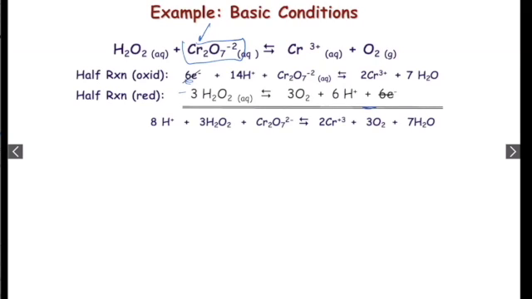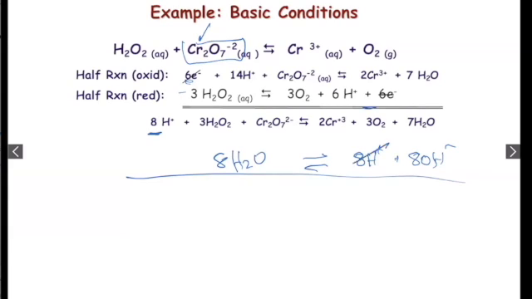But this is under acidic conditions. You notice that the hydrogens are right here. So the way you convert this to basic conditions is you add 8 hydrogens here and 8 hydroxides here, and it's going to have 8 waters. When you add this reaction, the hydrogens will cancel, but the waters will also partly cancel, because you've got 7 here and 8 here. So this becomes 1.